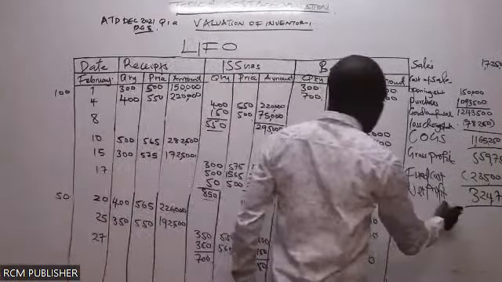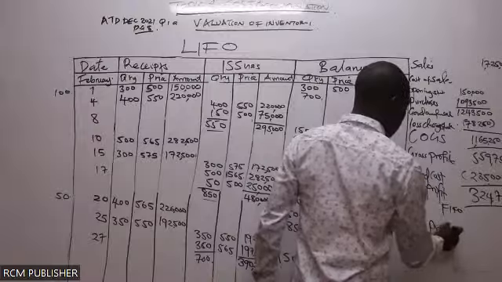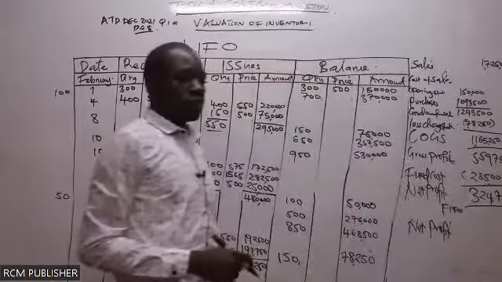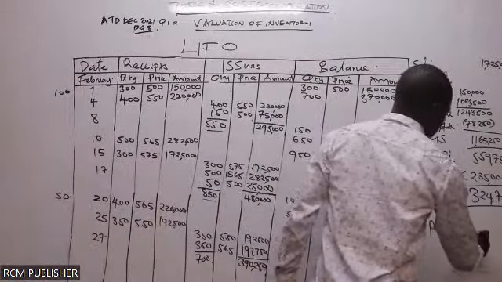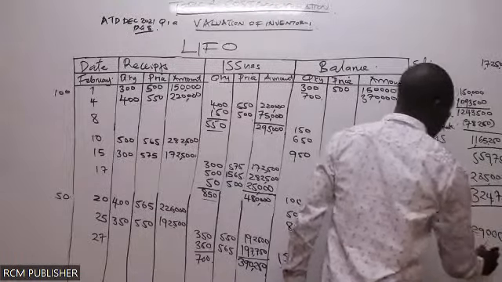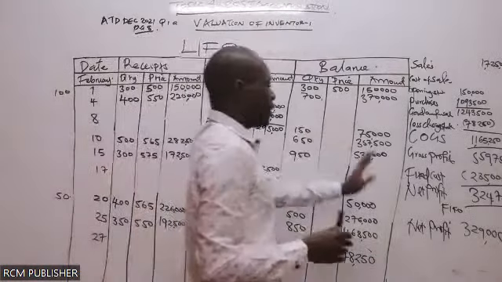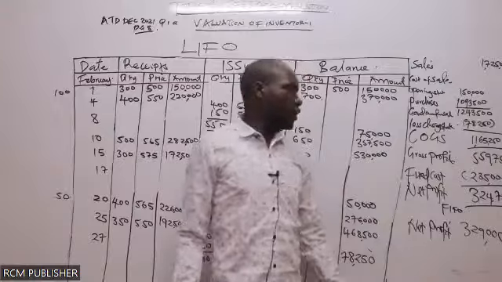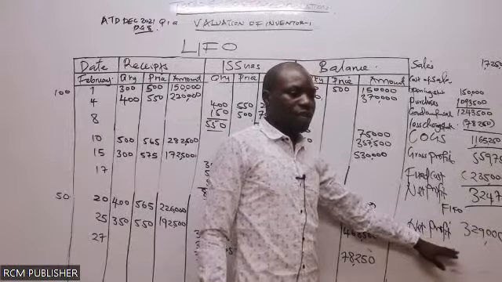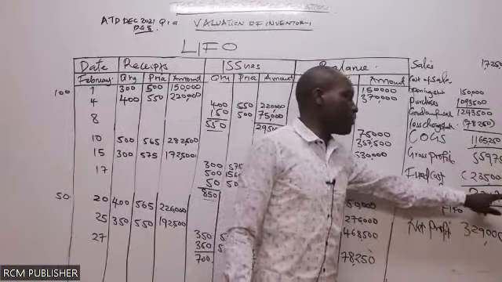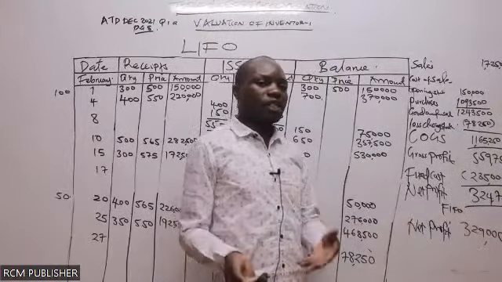What about the net profit under FIFO? What was our net profit under FIFO? 329,000. So as a company, we are going to pay taxes, and taxes are based on 30% of the net profit. If you look at 30% of this net profit under FIFO, you're going to pay more taxes. If you look at 324,750, 30% of this, you're going to pay less taxes. So as a company, which direction are you going to follow?